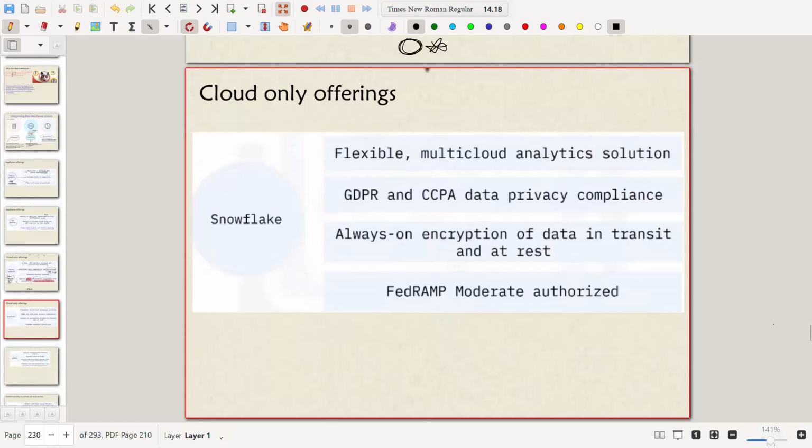Another cloud offering is Snowflake. Another name. You can see it is very flexible. It offers a multi-cloud analytics solution.